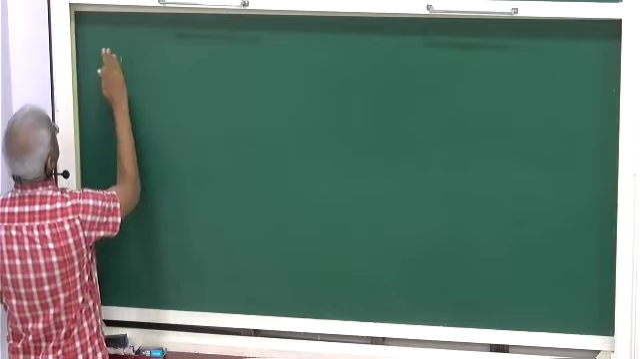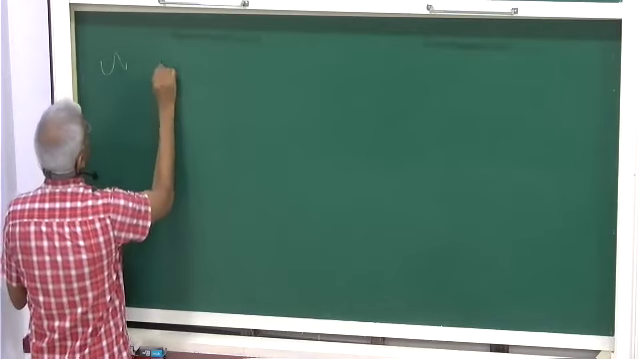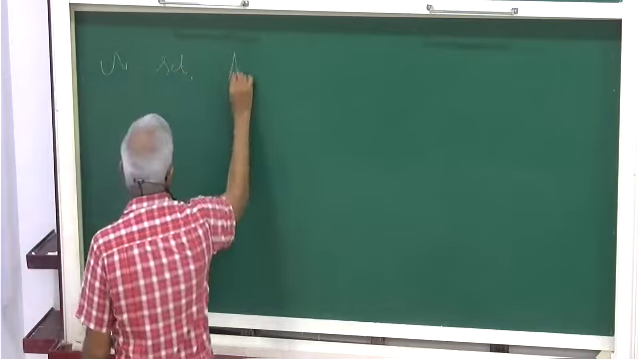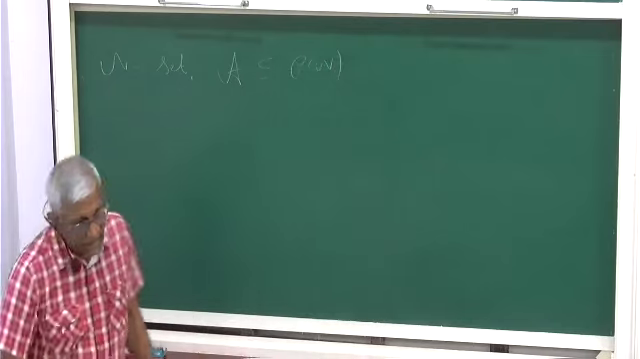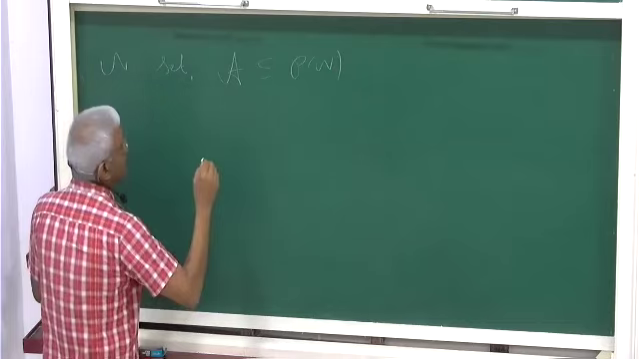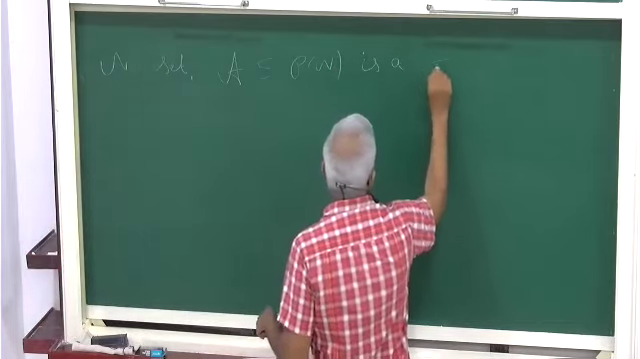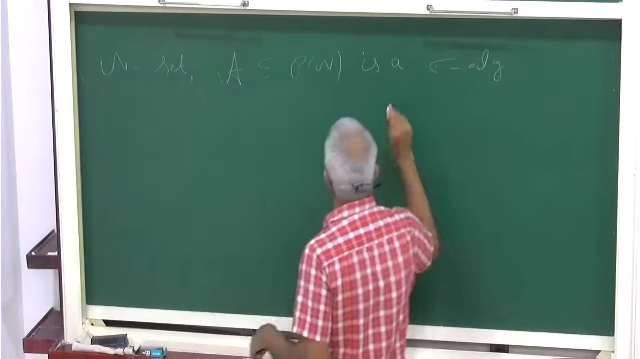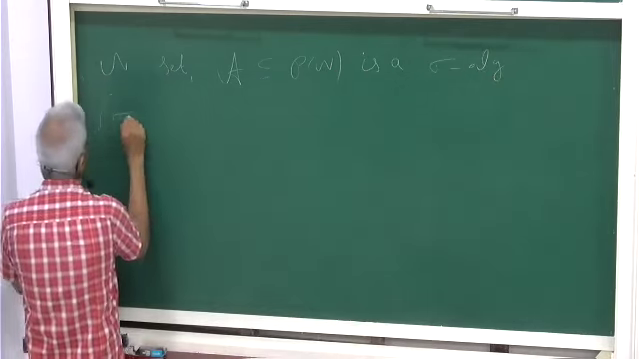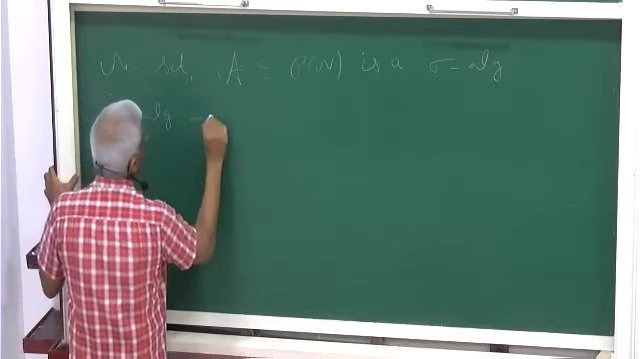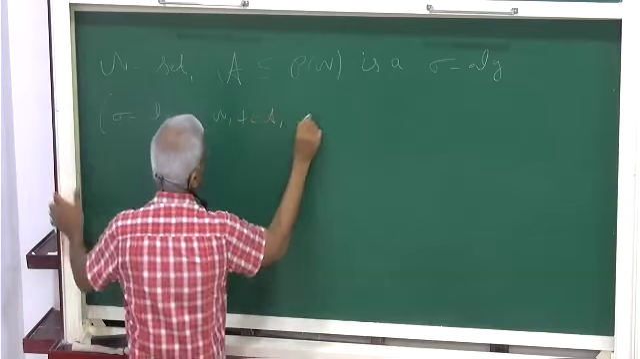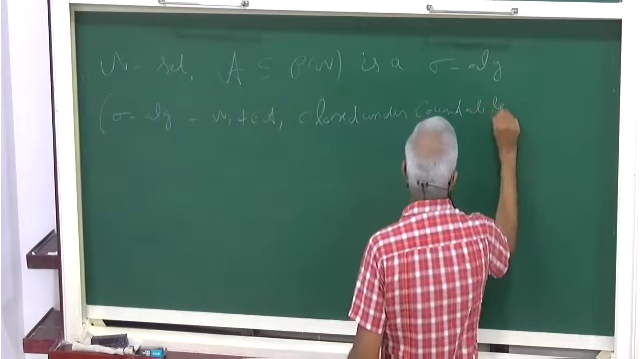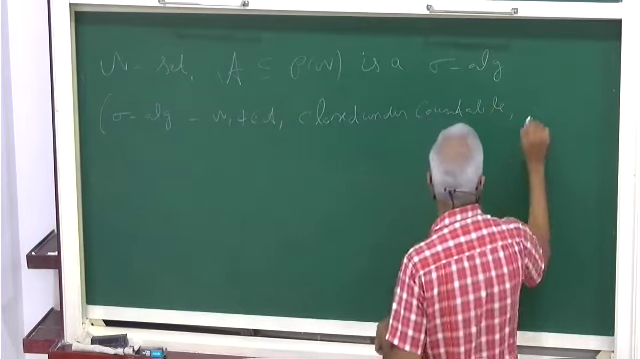So let omega be any set. Then we say script A, a subset of the power set of omega, is a sigma algebra. By this we mean: sigma algebra means omega and phi are in A, and it is closed under countable union, countable intersection, which will follow from here, and complements.